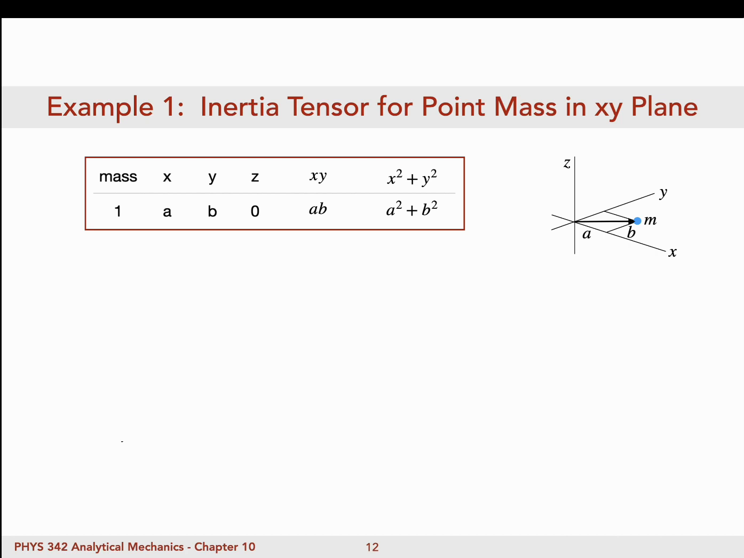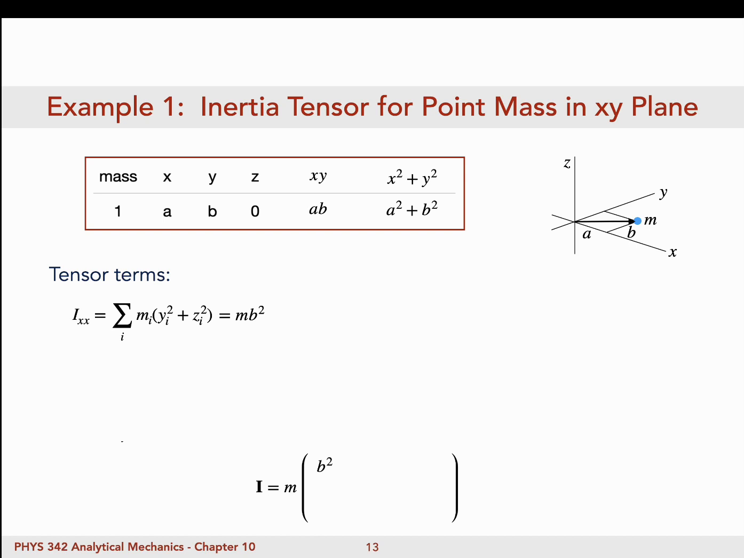Okay, so let's look at an example. Let's look at the case of a point mass in the xy plane. It's going to have an x component A, a y component B, and a z component 0. I'm going to organize this information in a little table up here that we can refer to. So x is A, y is B, z is 0. X times y is just going to be a times b, and x squared plus y squared is going to be a squared plus b squared. We're going to use this to evaluate the inertia tensor.